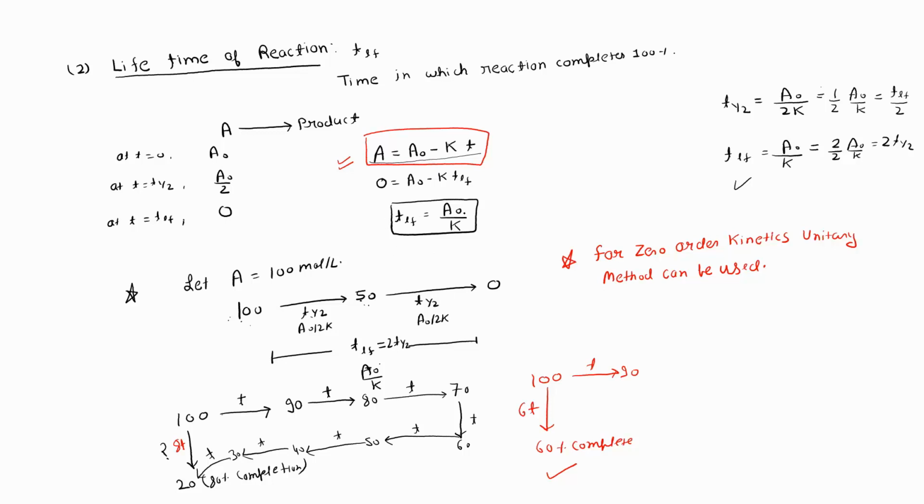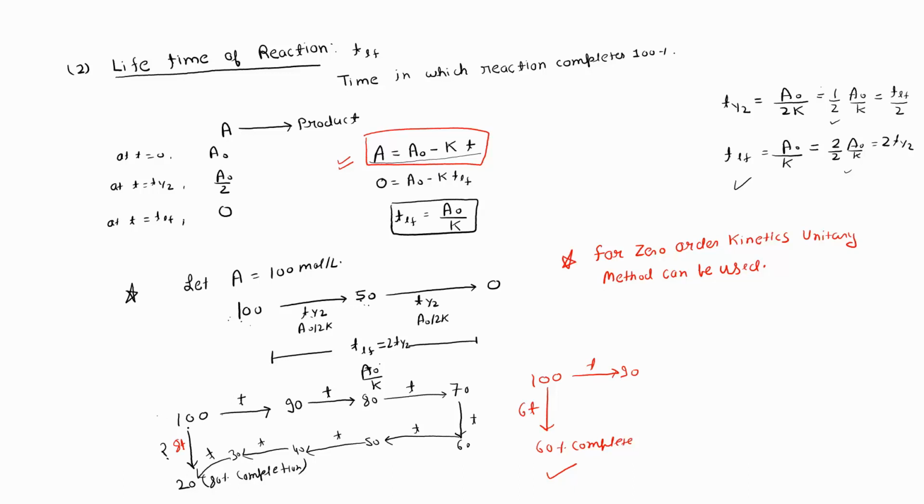and we get TLF is equal to A naught by K, and T half we get A naught by 2K, and TLF we get A naught by K. So TLF is 2 times T half. So we can say that for zero order reaction, we can use the unitary method. If we know 100 to 50, we get 10 minutes of time. So 50 to 0, we get 10 minutes more time. So from 100 to 0, for 100% completion for that type of reaction, we get 20 minutes. So we can use a unitary method in zero order reaction, and this is the example for that.